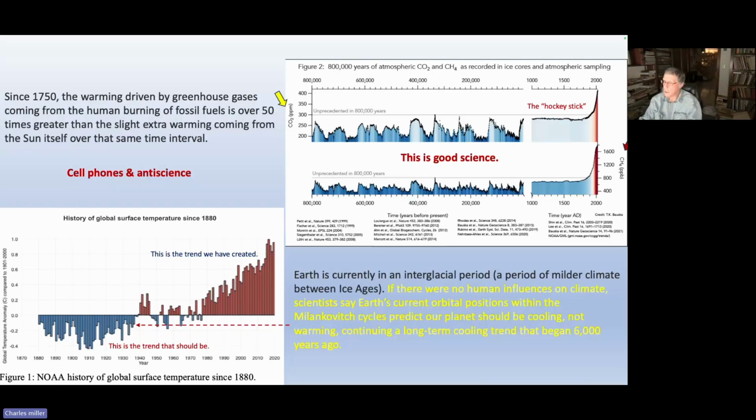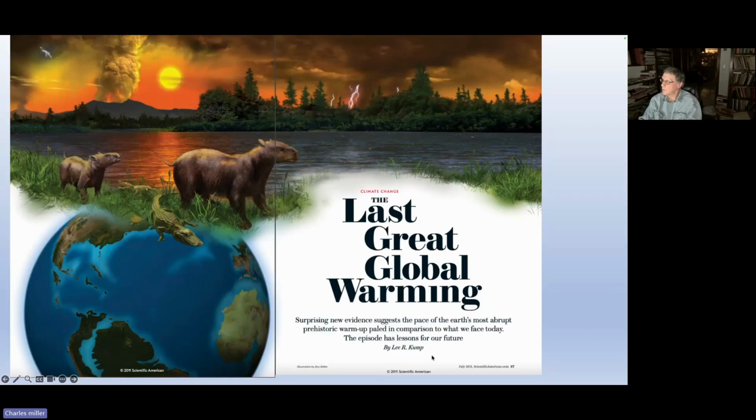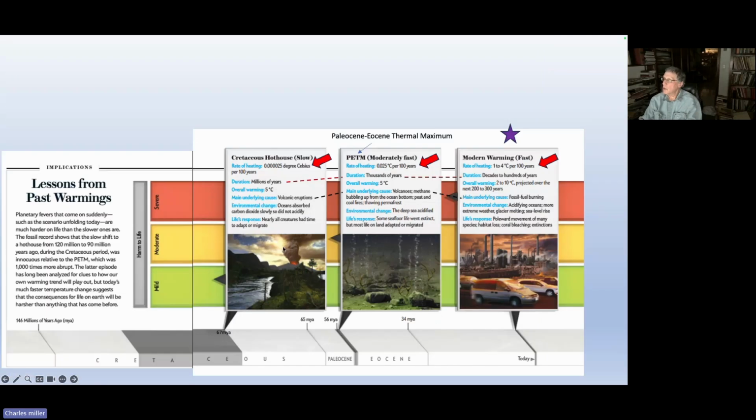And this is a lead-in to this article in Scientific American in 2011. The author is Lee Kump, who is now Dean of the College of Earth and Mineral Sciences at Penn State. It's called The Last Great Global Warming. It's a very fascinating article. And three charts in here.